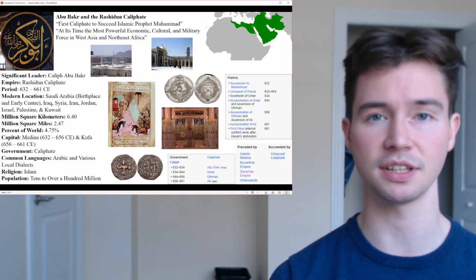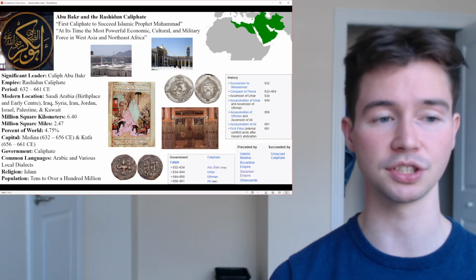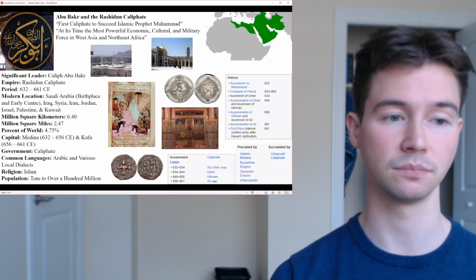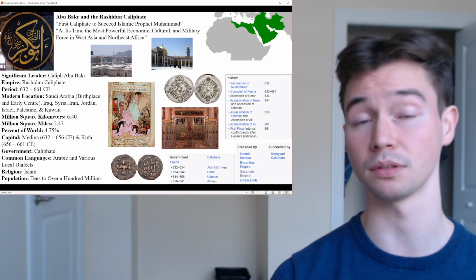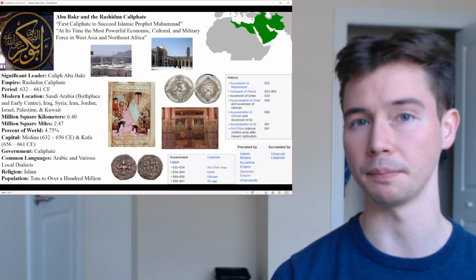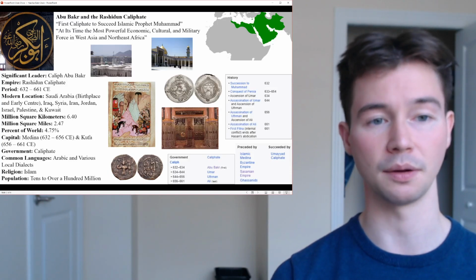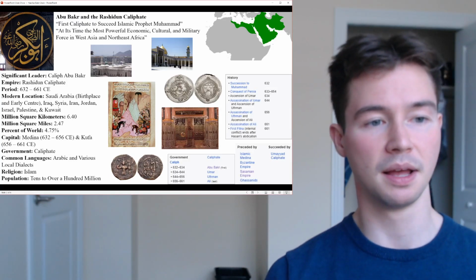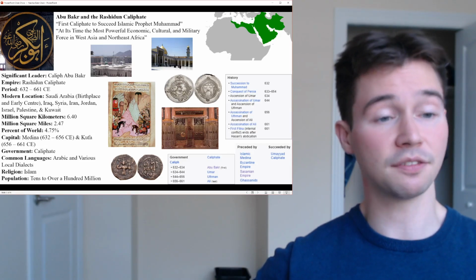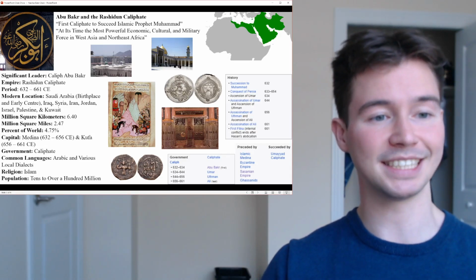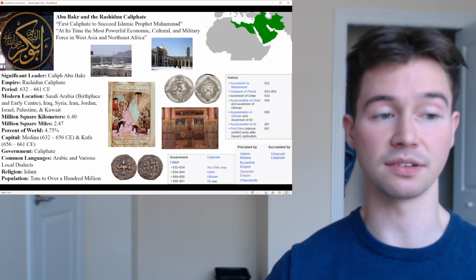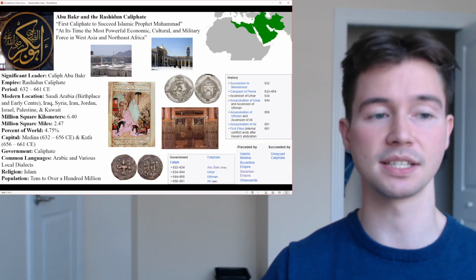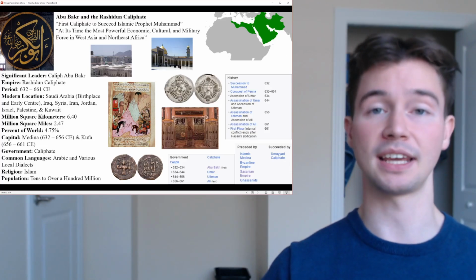It must also be mentioned that these are populated regions that it was able to rule over, not isolated regions where it would be easy to rule. They were all relatively educated, and there were many people in these regions. The capital was Medina from 632 to 656 CE, and Kufa from 656 to 661 CE. The government was a caliphate.